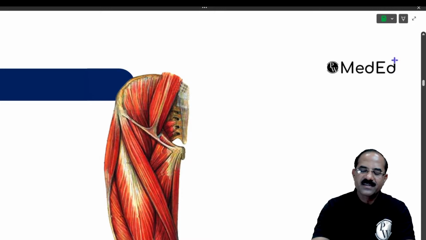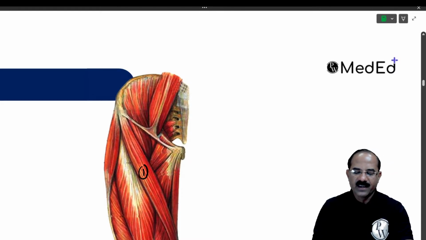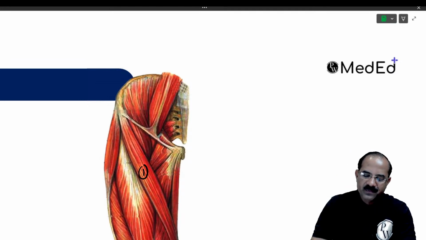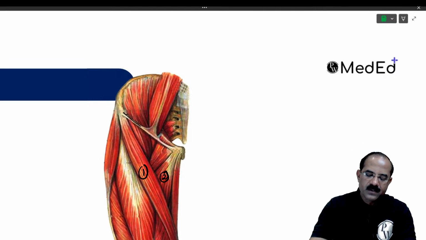Students, can you guess this? Come on, what is this muscle? Number 1, who is this? This is the sartorius. What is this? Number 2, this is our adductor longus. What is this here? What will this be? Inguinal ligament. Okay? And what is the floor formed by?